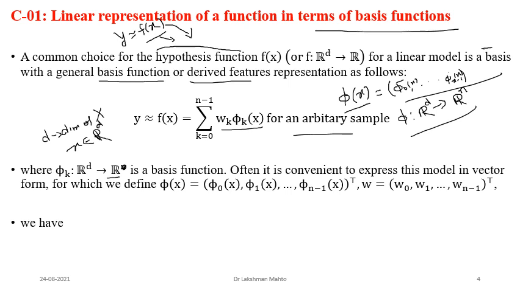Okay, so often it is convenient to express this model in vector form. Vector representation always looks fine. So phi of x, that basis, has n components. Each component is a basis function. Remember that I am giving two names here: I call this one the basis, and its components the basis functions. These are real valued functions of x, functions from Rd to R.